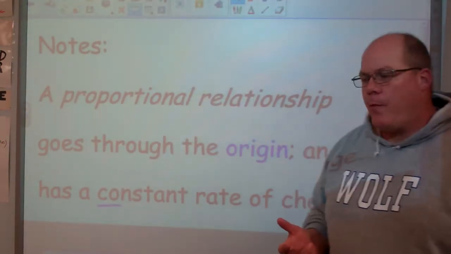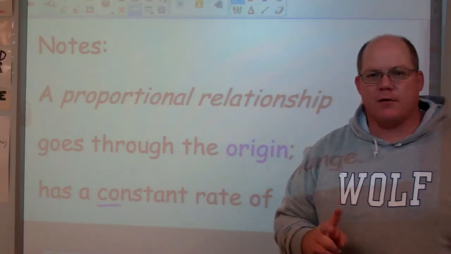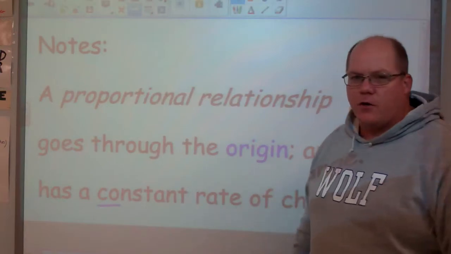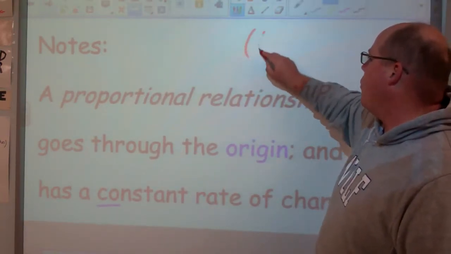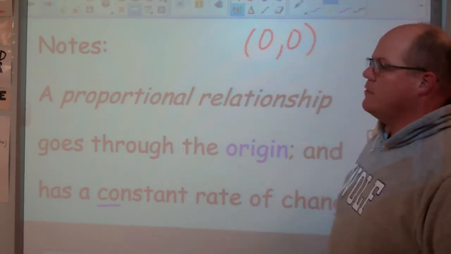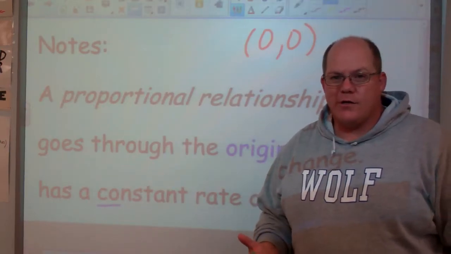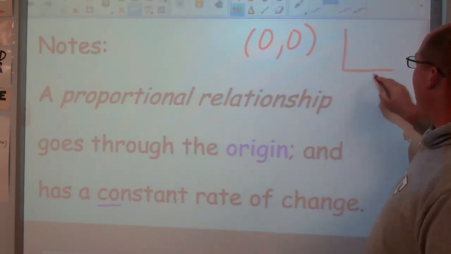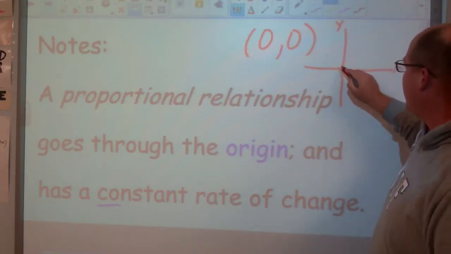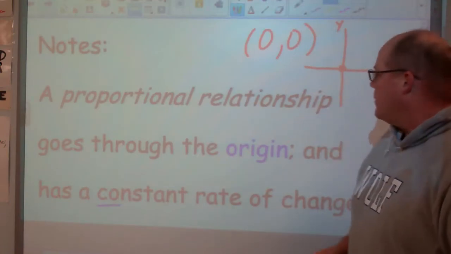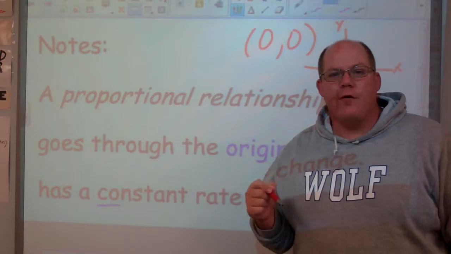In order for a relationship to be proportional, we must have 2 things. The first thing we must have is that it goes through the origin. Those of you who are not sure what the origin is, on the coordinate plane it's 0, 0, where x is 0 and y is 0. That is the origin. So in order for a relationship to be proportional, it must go through the origin.